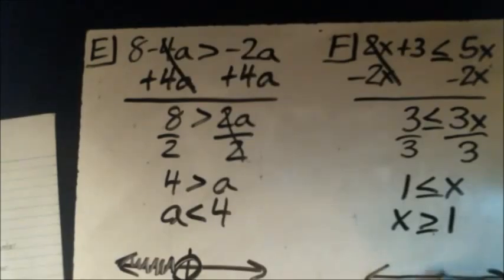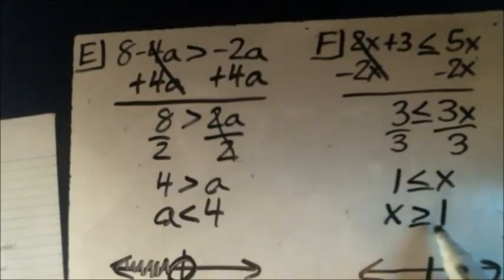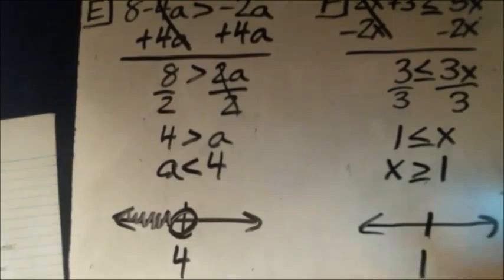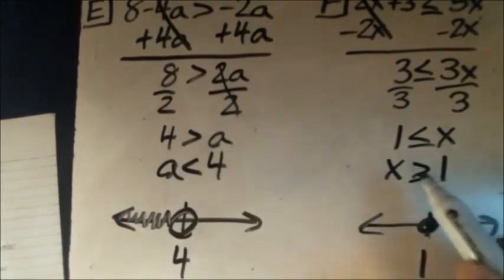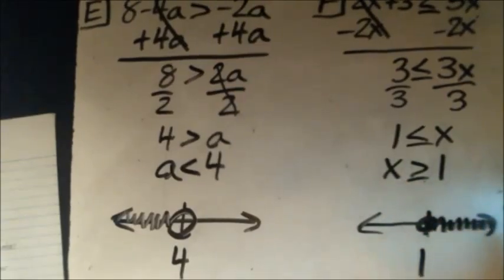When I do my graphing, the only point that I care about is 1. It's a greater than or equal to sign. So it's going to be a solid circle. And then my arrow is pointing towards the right. So I'm going to shade towards the right.